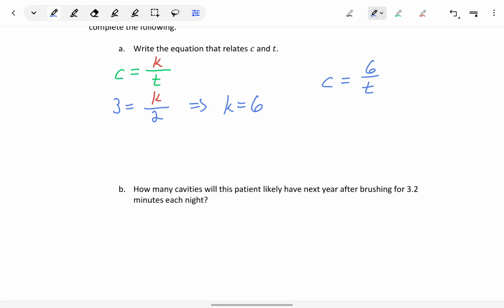Then we're asked in part B, how many cavities will this patient likely have next year after brushing for 3.2 minutes each night? So we could calculate the number of cavities by taking 6 divided by 3.2, and then either in Symbolab or a basic calculator, come out that this would be about 1.875, or exactly 1.875, meaning approximately 2 cavities, based off this model that we've constructed.